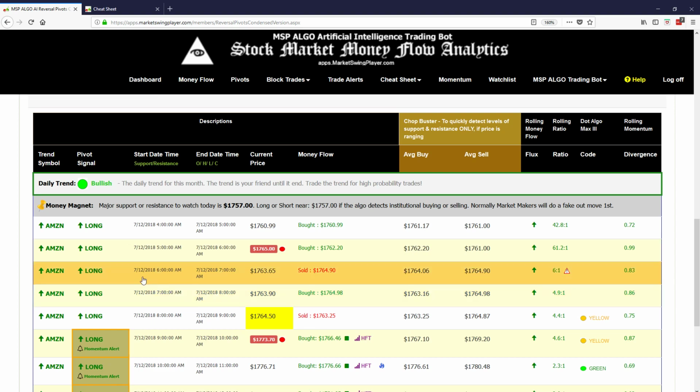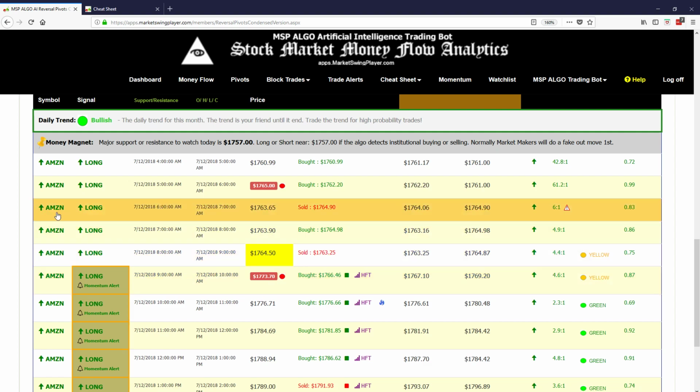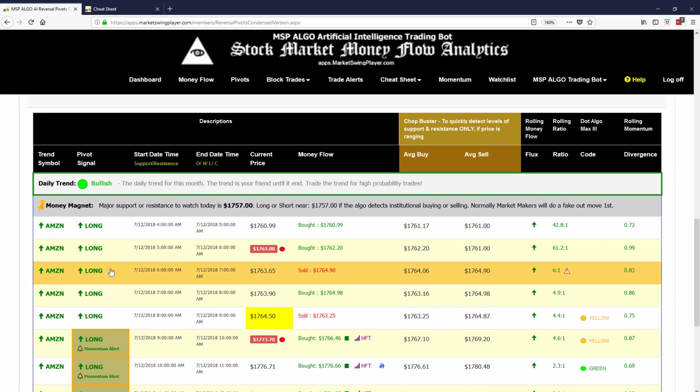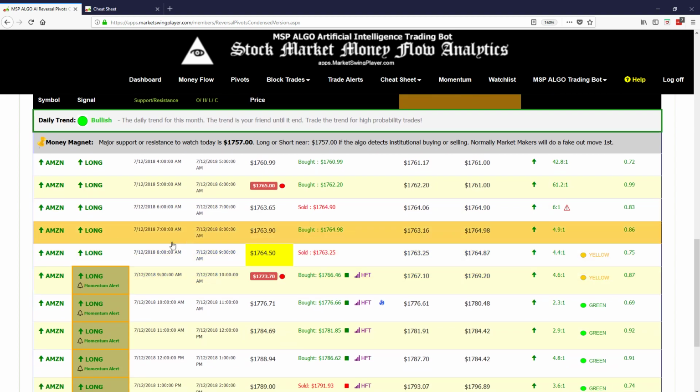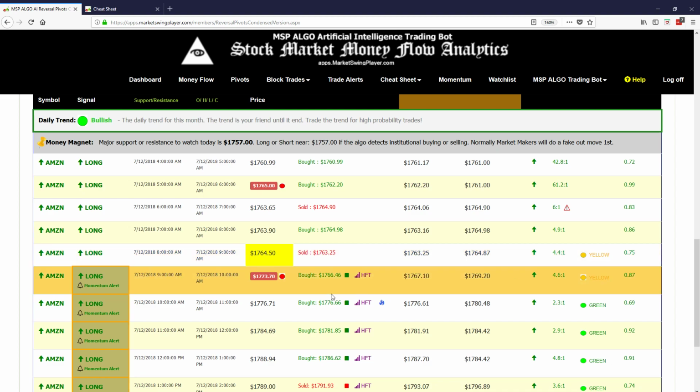Alright, so I'm not really getting any signals, but I do have the pivot signal here that says long, and the trend is bullish, and I could see that there's some momentum and all that. But I like to wait for a little bit more information, so I'm going to wait this out. I'm going to try to get some more information, some information alerts, and see if I can get a momentum alert.